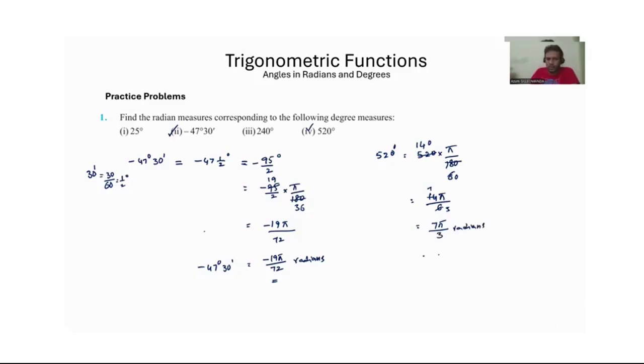I can leave it like that, or if you substitute 22 by 7 for pi, then the 7 gets cut and you can say 22 by 3 radians. My suggestion will be you can leave it up to here, 7 pi by 3 radians. Nobody looks at the calculation. They care whether you have applied the proper multiplication factor and converted the value from degrees to radians. All right.